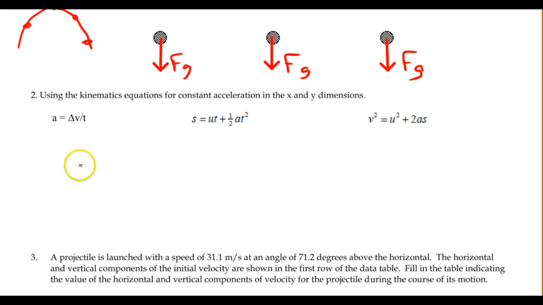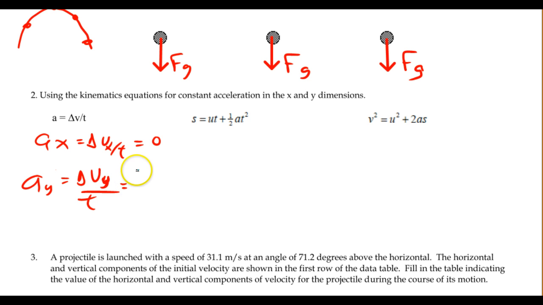Okay, so we have the definition of acceleration. We have s equals ut plus 1/2 at squared. We have v squared equals u squared plus 2as. If we're talking about the x dimension, then the acceleration in the x is equal to delta vx over t. That's equal to 0 because there is no change in velocity in the x. ay is equal to delta vy over t. The place that comes most handy is that that's vy minus uy over t.